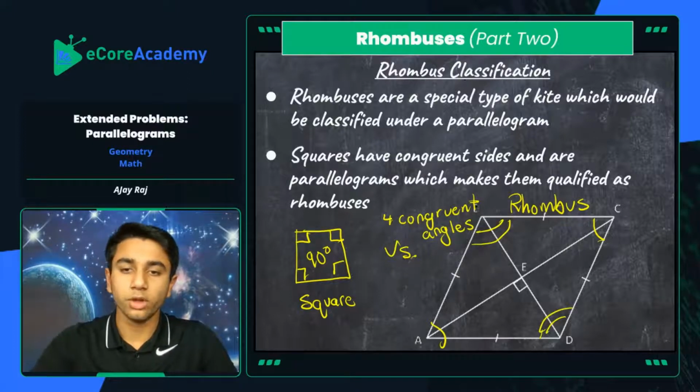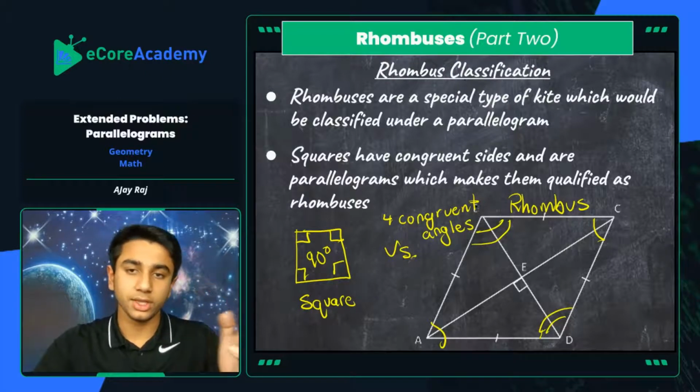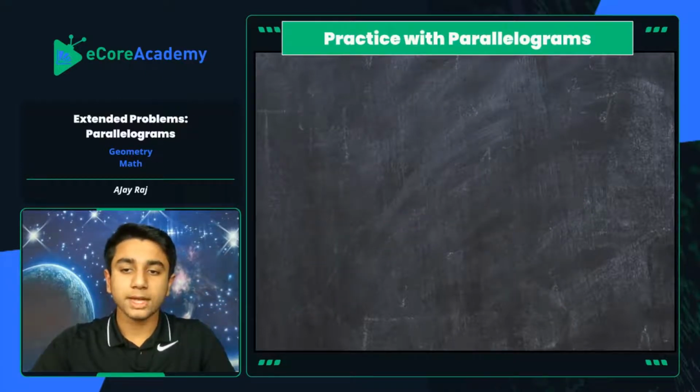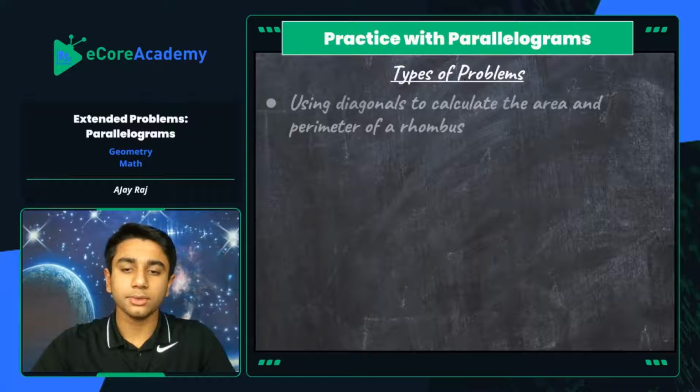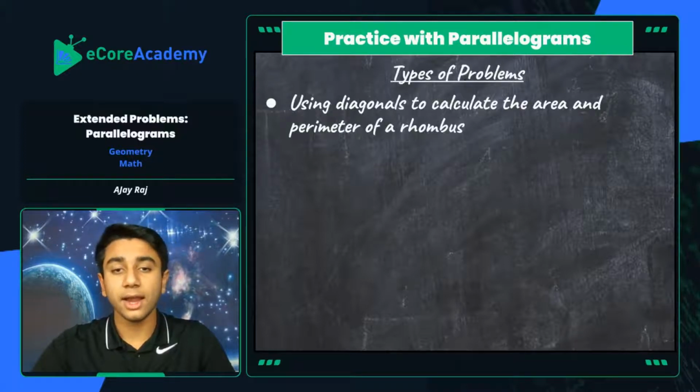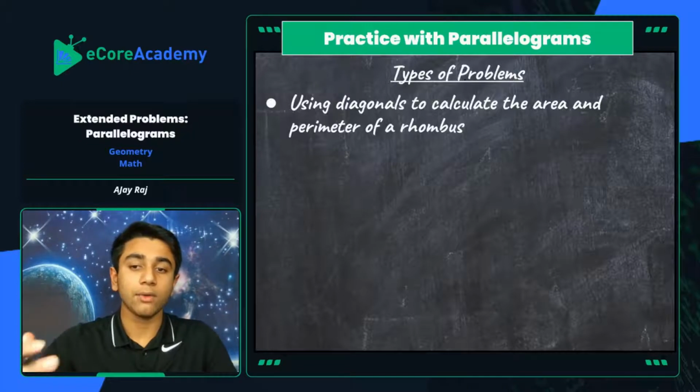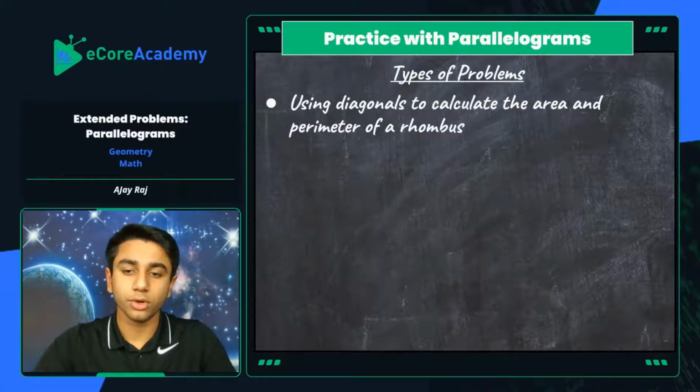All right, let's move on to the types of problems, what you guys are really here for. So practice with parallelograms, all the different types of problems we're going to be covering today, I'm going to include on the slide, and then we're going to jump right into them. So the first type of problem, we're going to use the diagonals to calculate the area and perimeter of a rhombus, as I showed you before. We're going to be given the values of our diagonals, and with those given values, we're going to have to come up with the area of the entire rhombus, as well as the perimeter.